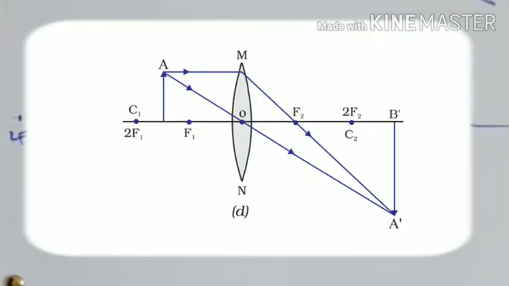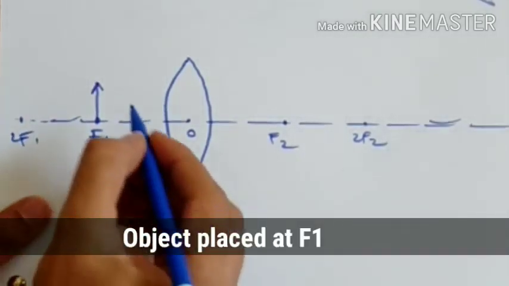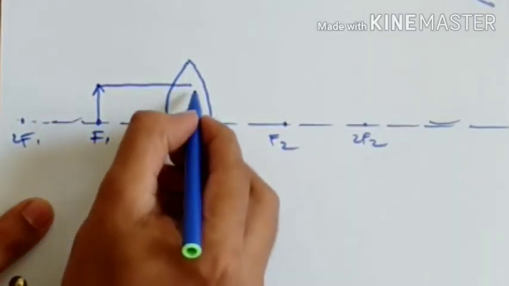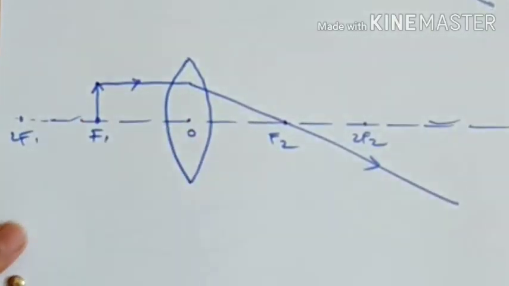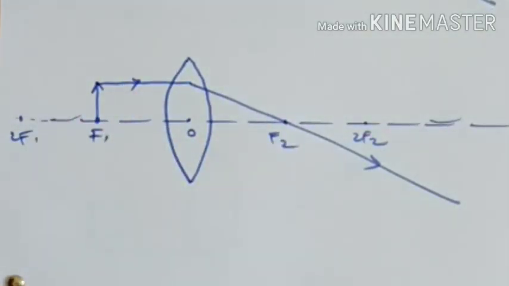Next case, the object is placed at F1. So how do we make the ray diagram? Once again, the first ray parallel to the principal axis. After refraction, it will go through F2. Whenever you are making ray diagrams, please remember to make the arrows to show the direction.